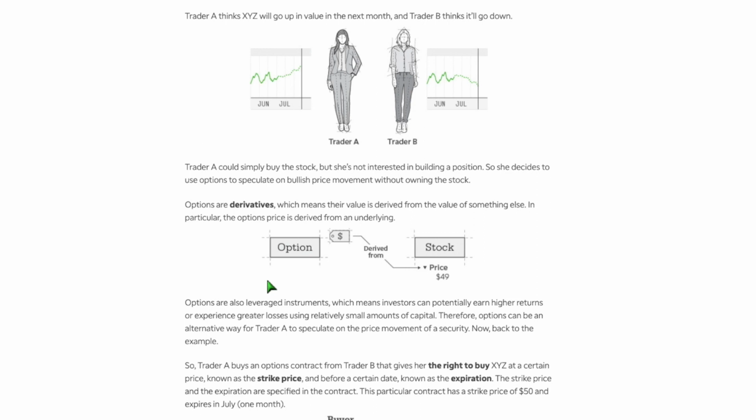Options are also leveraged instruments, which means investors can potentially earn higher returns or experience greater losses using relatively small amounts of capital. Therefore, options can be an alternate way for Trader A to speculate on the price movement of a security. Leverage is what makes options so enticing. With a smaller amount of money, you control a lot more shares, you control a lot more capital, and that's what leverage means. And on the flip side, because you're using a smaller amount of money to control a larger amount of stock that's worth a lot of money, you could also lose a lot of money.